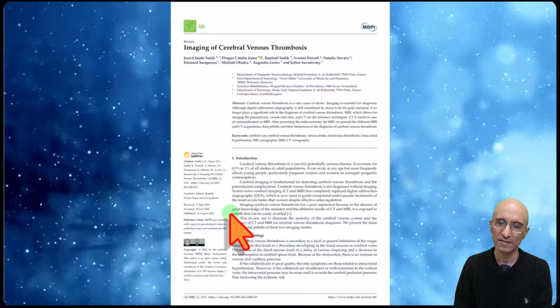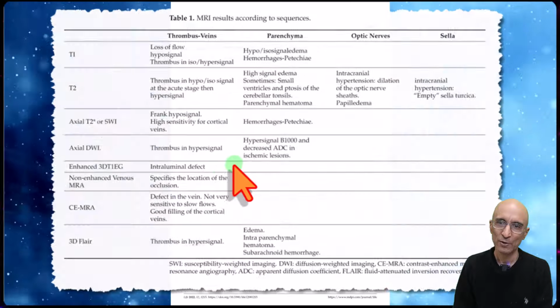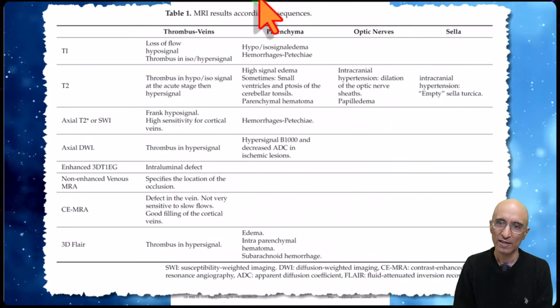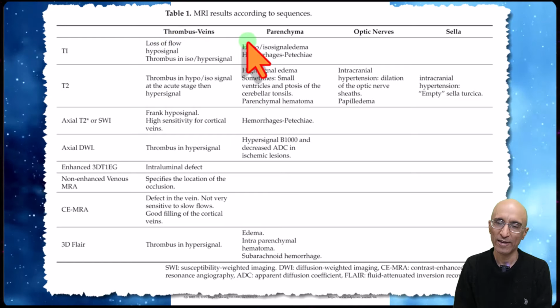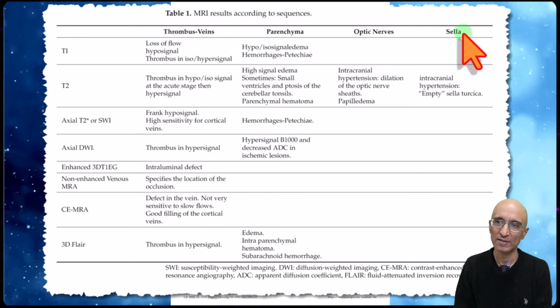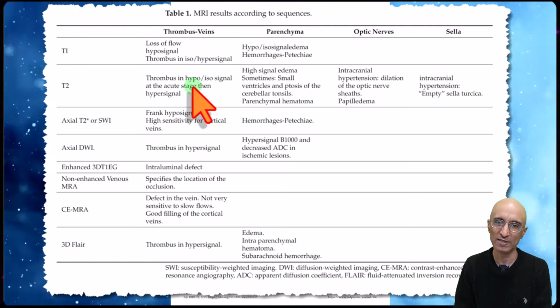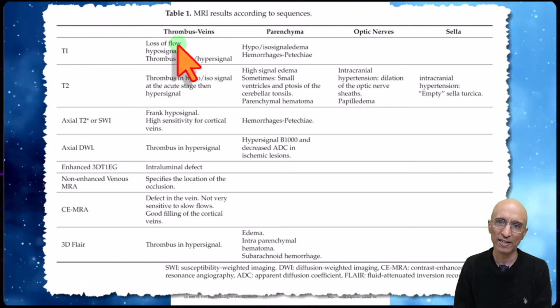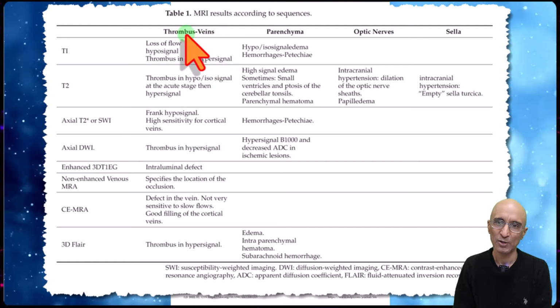This is an excellent review article. If anybody is interested, they can refer to this article. A few salient points from this article. In terms of MR imaging, we have to assess the thrombus, the veins, parenchyma, optic nerves and sella for findings related to deep cerebral venous thrombosis. As we saw in our patient, we can identify filling defects in the deep cerebral venous system and dural sinuses.